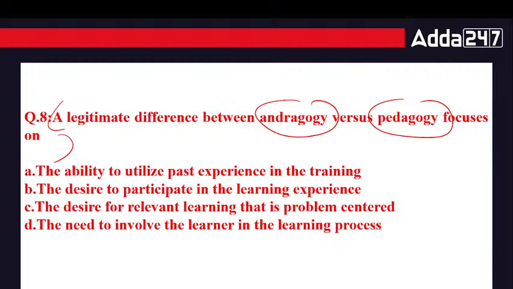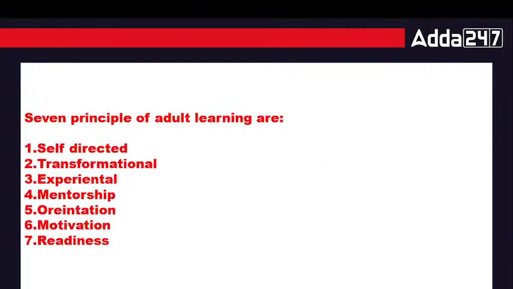Now, the ability to utilize past experience in the training, the desire to participate in the learning experience, the desire for relevant learning that is problem centered, right? So the answer is A, you have to share the experience here. These are the 7 principles of adult learning: self-directed, transformational, experiential, mentorship, orientation, motivation, readiness.